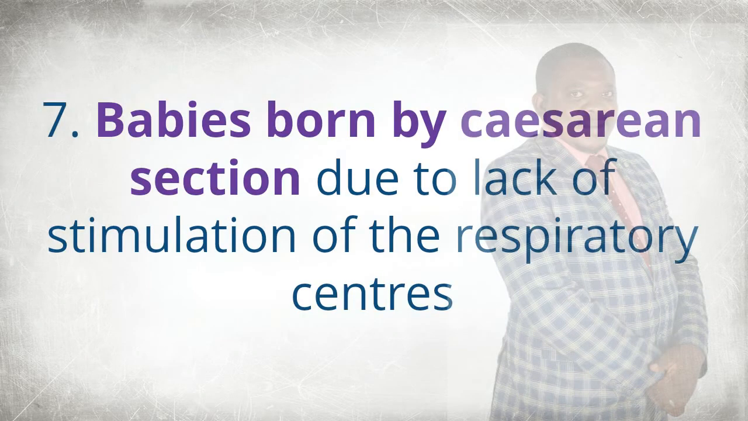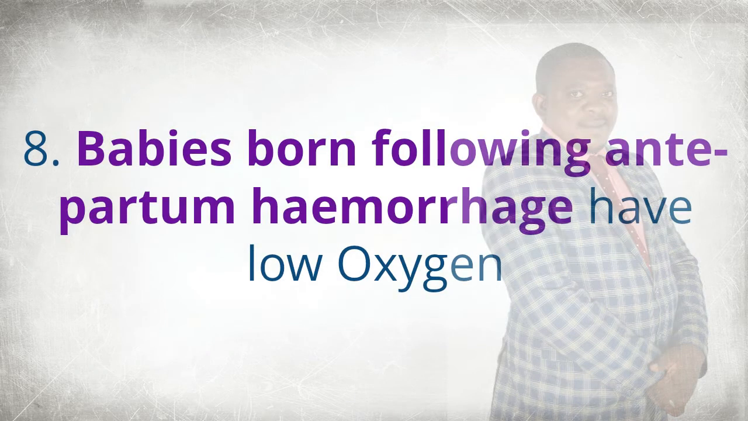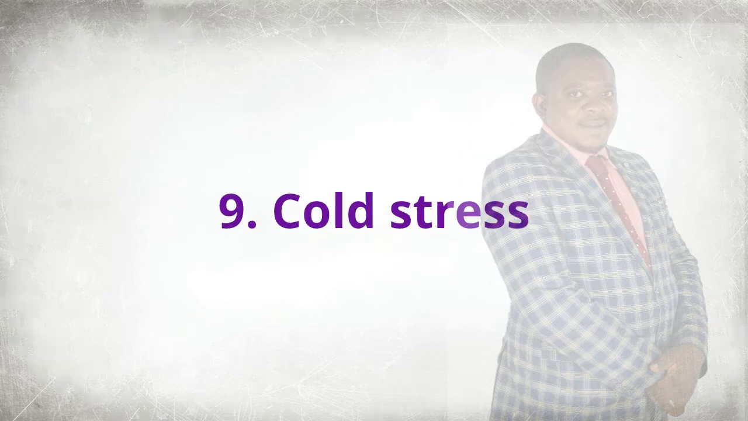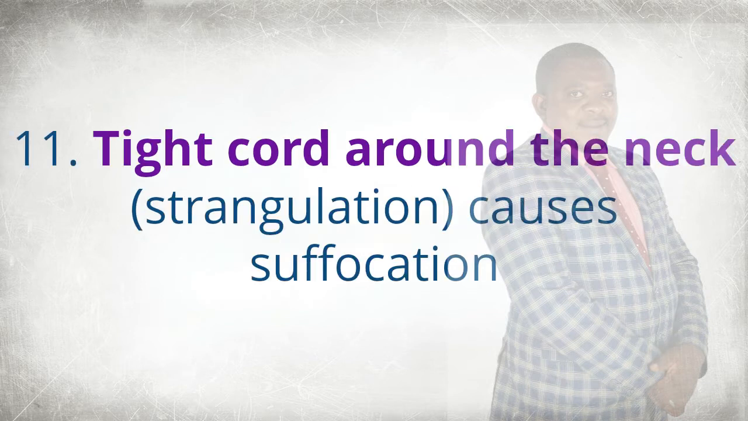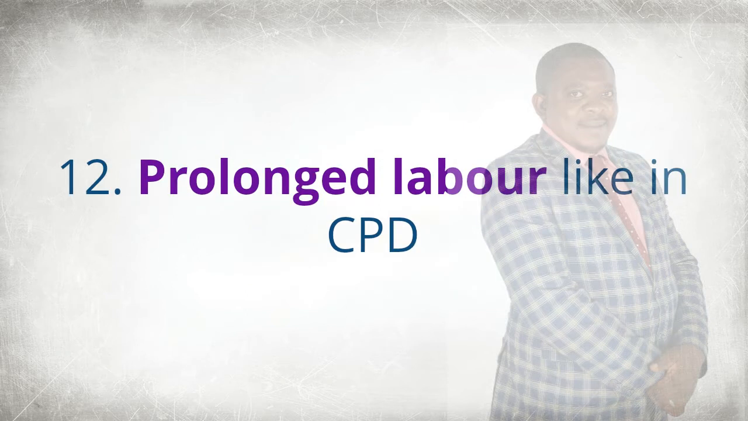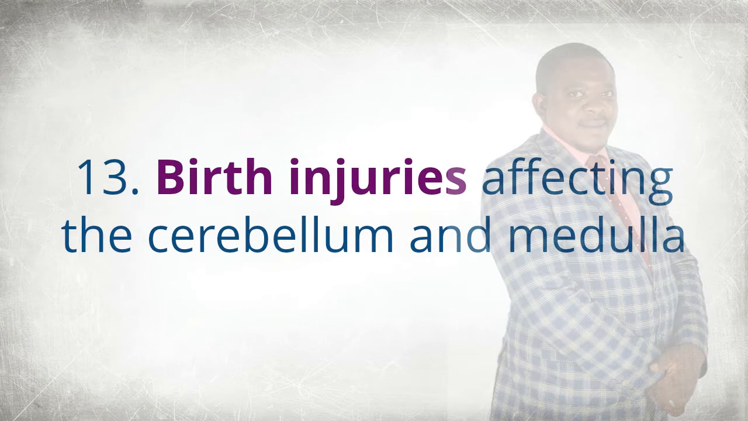7. Babies born by cesarean section due to lack of stimulation of the respiratory centers. 8. Babies born following antepartum hemorrhage have low oxygen. 9. Cold stress. 10. Cord prolapse and presentation. 11. Tight cord around the neck, strangulation, causes suffocation. 12. Prolonged labor like in CPD. 13. Birth injuries affecting the cerebellum and medulla.